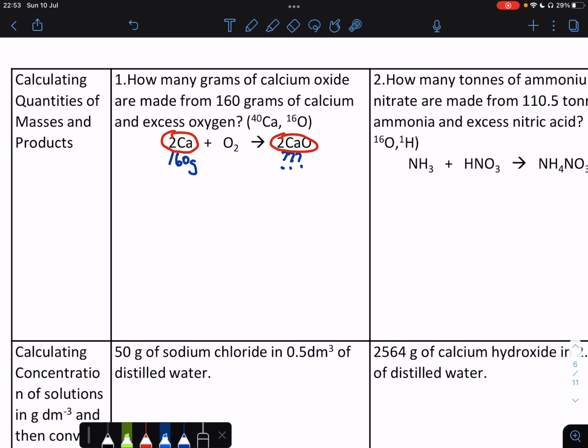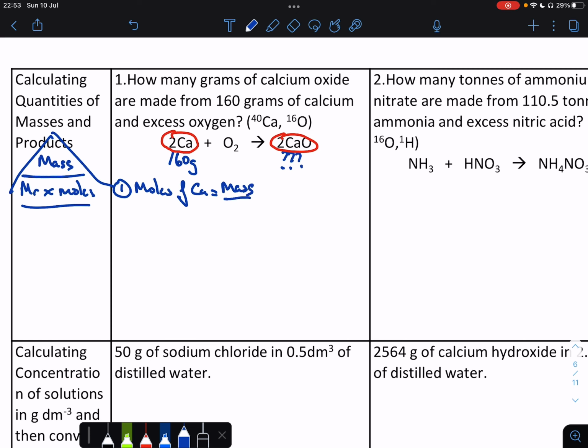So what I want to do is start with this, and I want to convert this into moles, because I like to work in moles. Over here, to remind me, we're going to write down my little triangle that is so useful. For step one, I want to find out the moles of calcium. Moles, according to the equation, is mass divided by Mr. Mass is 160. The Mr for calcium is 40. Therefore, that is going to be 4 moles.